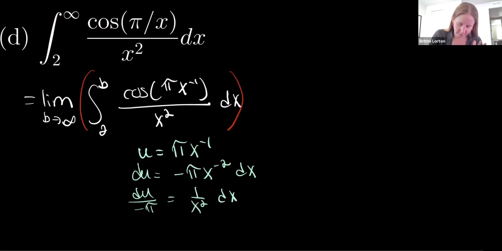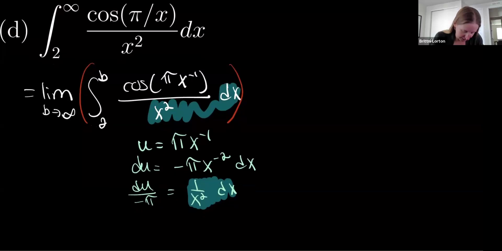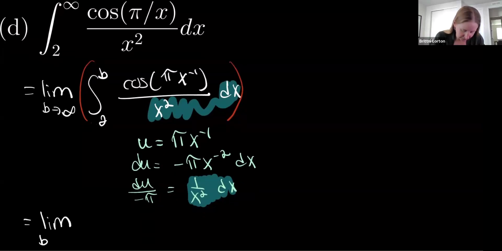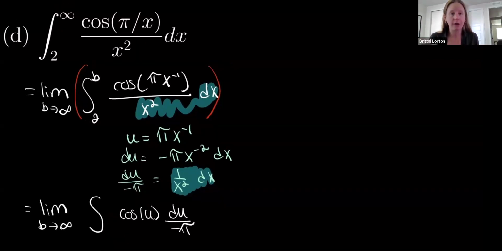I think I'll highlight this just so everybody can see it. That 1 over x squared dx is now going to turn into the du over negative pi. And then we can go from here. So then this is going to become the limit as b approaches infinity of the integral of cosine of u du over negative pi. So this is great. Negative pi is just a constant. We'll come back to that later. That part doesn't matter, but there's a really big deal right here that I want to point out.